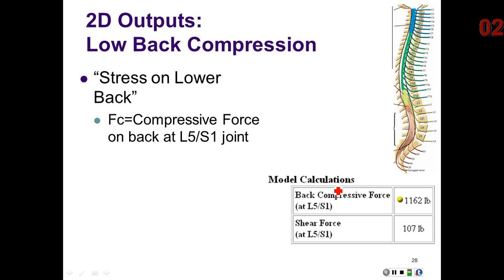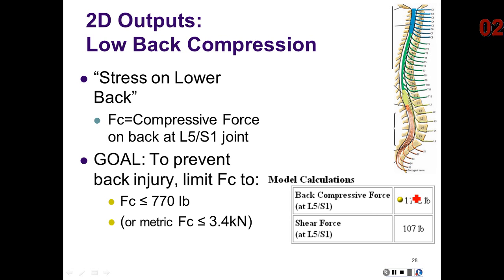The model calculations will give you back compressive force. For example, if ErgoWeb gave you 1,162 pounds, that sounds horrendous. It gives you a color-coded dot, either a red, green, or yellow, as an indicator of how bad it is. But the interpretation on that is, if we want to prevent low back injury, we want to limit this compressive force to a value less than or equal to 770 pounds.